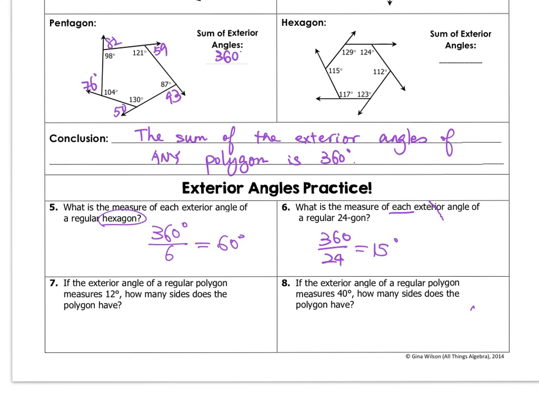If the exterior angle of a regular polygon measures 12 degrees, how many sides does the polygon have? If it's one angle and it's a regular polygon, whatever number of sides multiplied by one angle should give me the total of 360. And n equals 30.